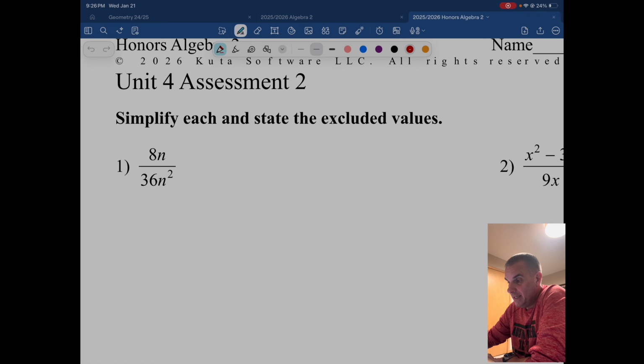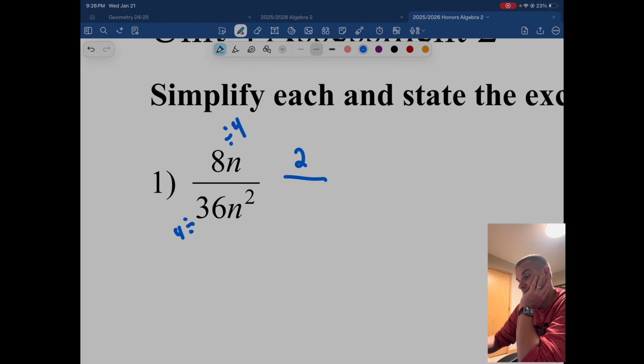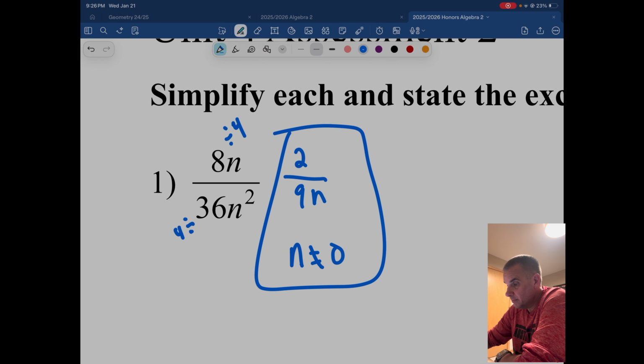All right, so let's go ahead and simplify each and state the excluded values. We're going to start with a monomial, 8n over 36n squared. Just look at the numbers 8 and 36, common factor of 4. Divide each of the numbers by 4, so that gives us 2/9. We got n squared, so n's bigger by 1. Denominator can't be 0, so our excluded value is n can't be 0. There are our solutions, and we're done.